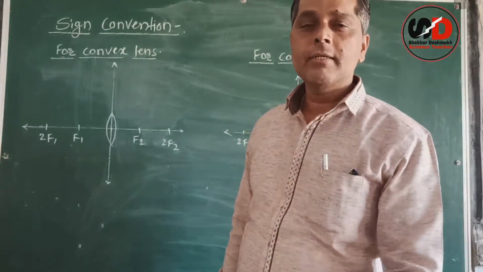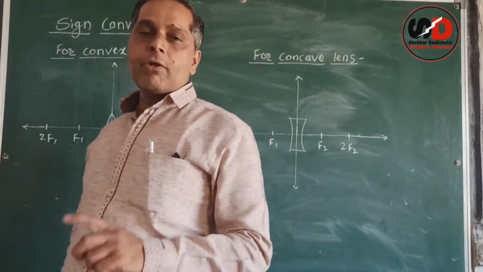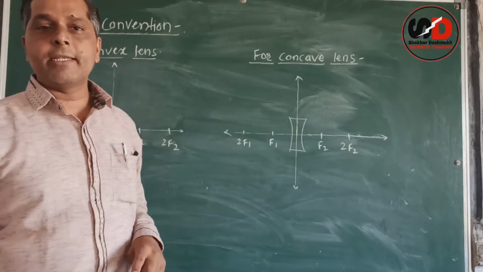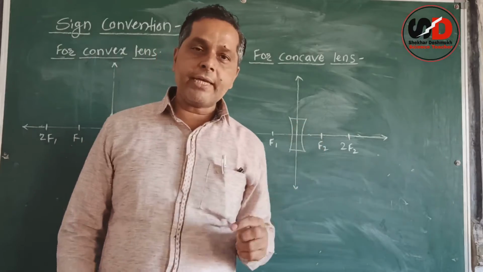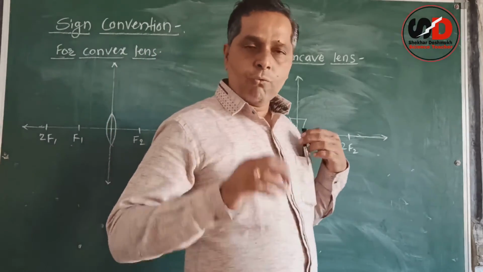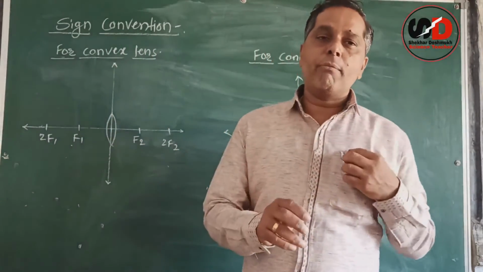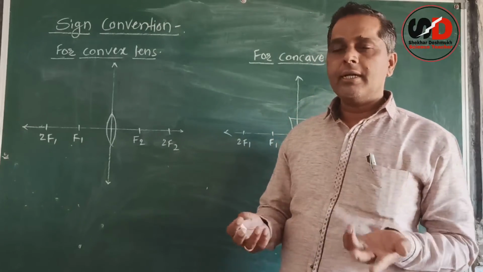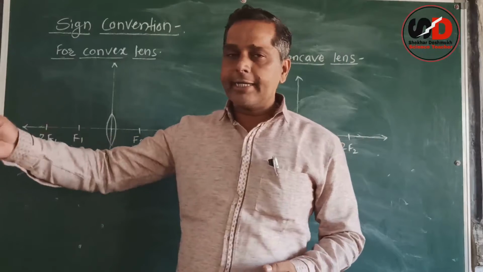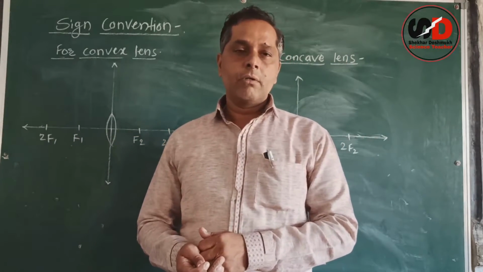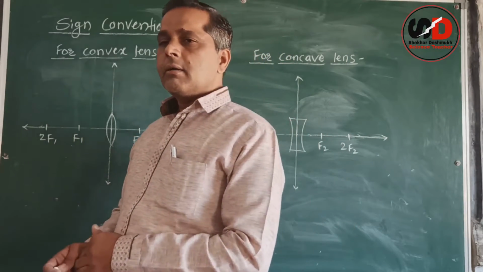Students, in the last video we have seen how the image is formed by convex and concave lens. We know that the image formed by a convex lens is, most of the time, real and we can take it on a screen. We see that.